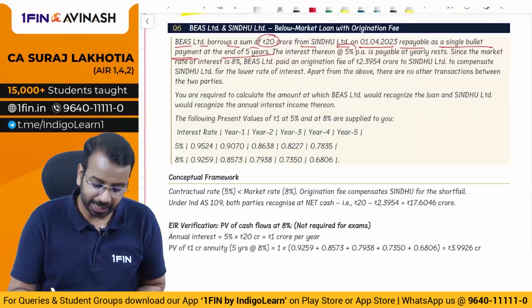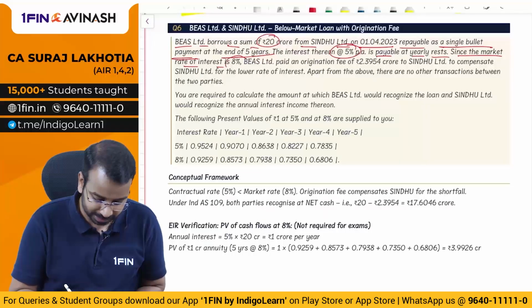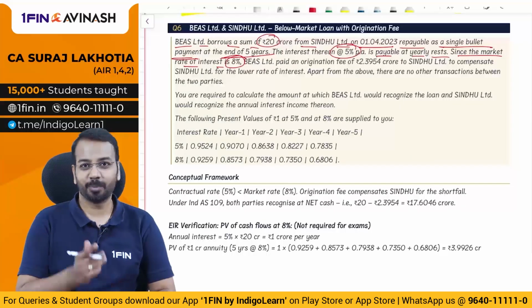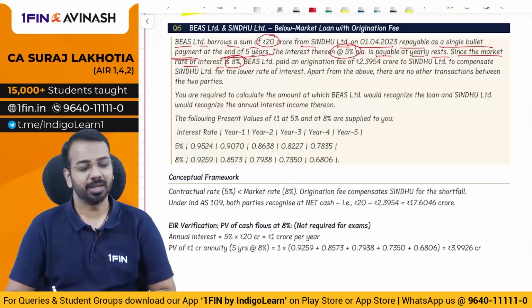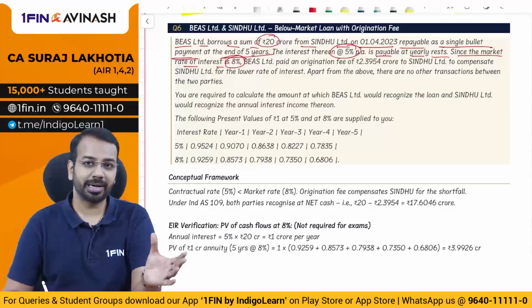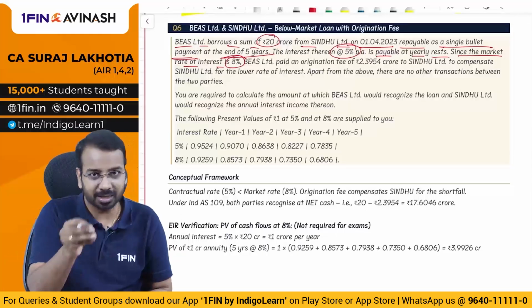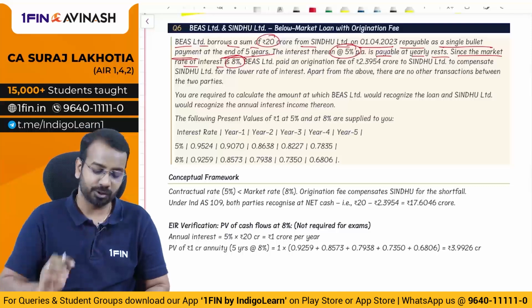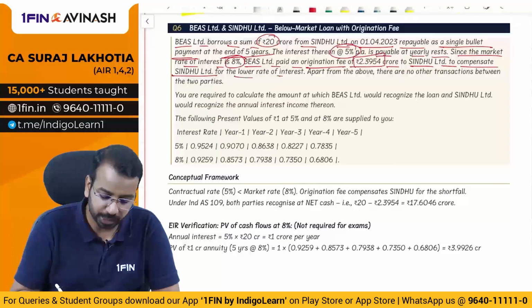The interest thereon at 5% is payable at yearly rest. Since the market rate of interest is 8%, okay, now what has happened? The rate being charged is 5%, market rate of interest is 8%. Now tell me one thing, will someone give you a loan at 5% when the market rate is 8%? They will not give, okay. So there will be some other form of either consideration or some other form of relationship. Bees Limited paid an origination fee of 2.3954 crore to Sindhu Limited to compensate for the lower rate of interest.